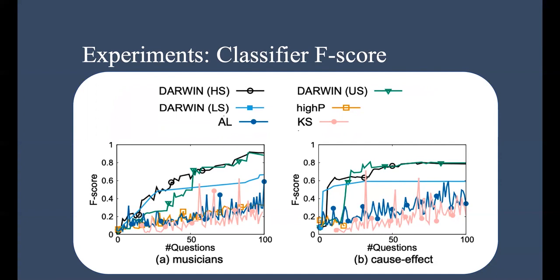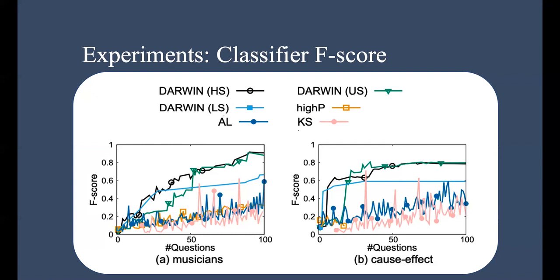So in this case, on the y-axis, I'm showing you the F1 score for the classifier that we have built for the task that we described earlier. And then you can again see the musicians and cause and effect data set. You have the three versions of traversal algorithms for Darwin. You have the high precision technique that we discussed before. And then we also have the active learning baseline denoted as AL here.